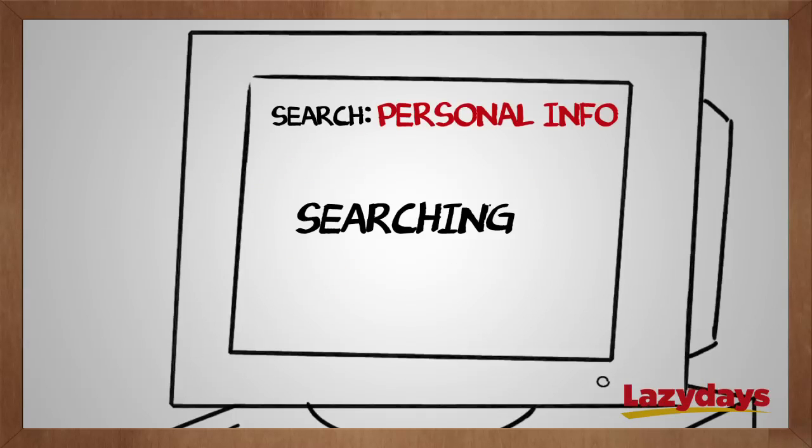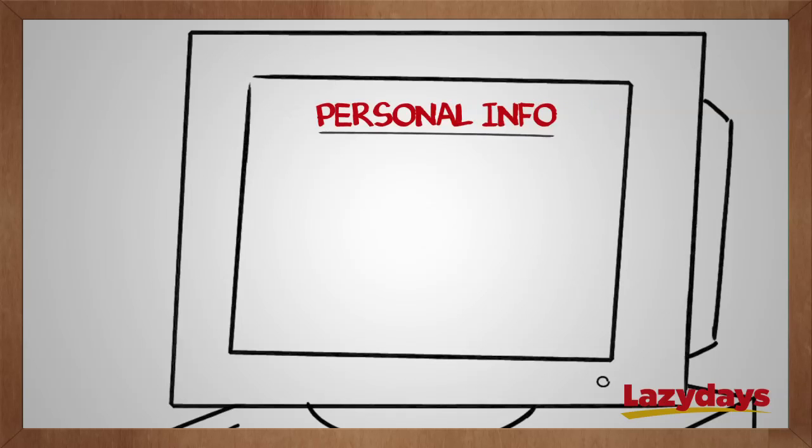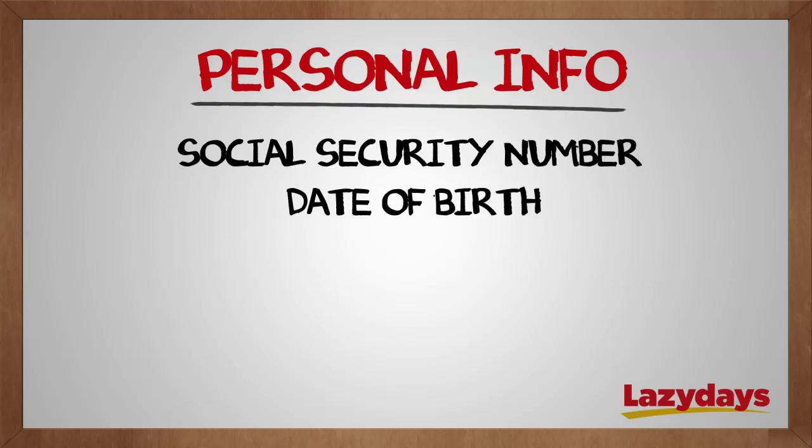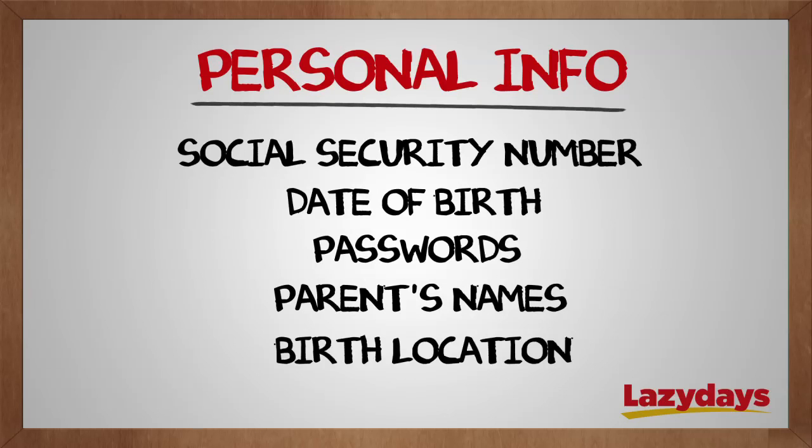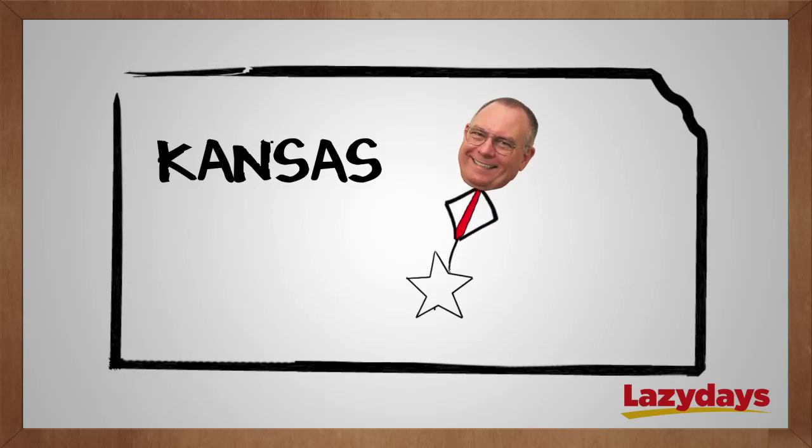So then he writes another program and he says, okay, let's go see if we can find some personal information. So what's he looking for? Looking for your social security number, your date of birth, possibly passwords, your mother's maiden name, your country, city, county, state of birth. Why? I'm from Kansas. I lose my birth certificate. Need a new one. What do I do?